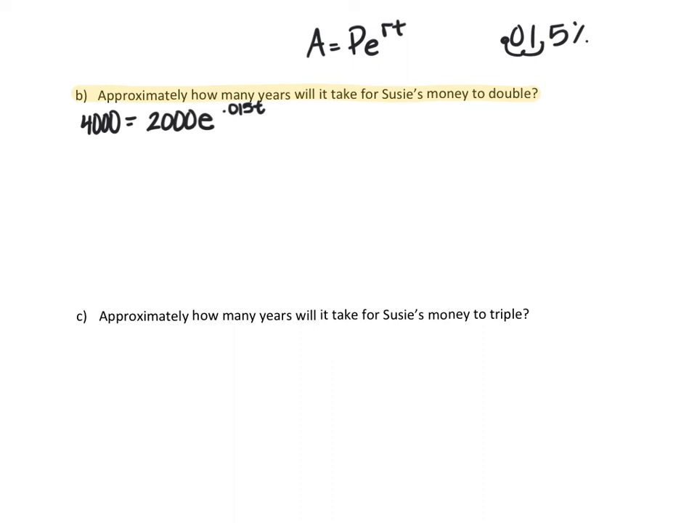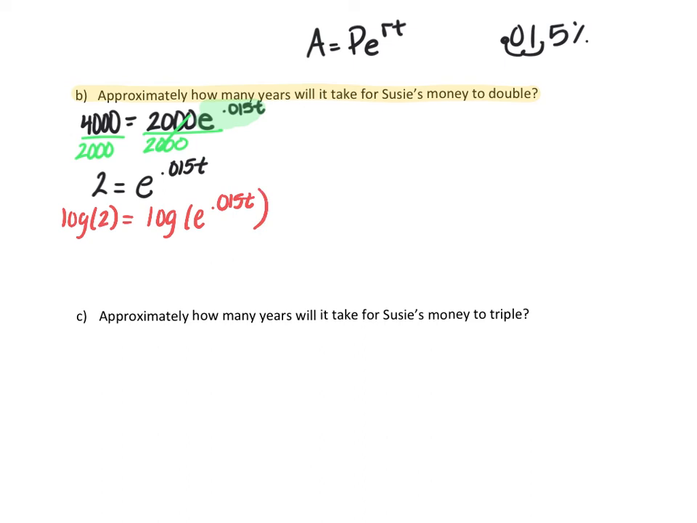So again, we're going to isolate the base. So the base here is this e, and we want to isolate it. So I'm going to divide by the 2,000. And 4,000 divided by 2,000 is nothing other than 2. So we've got 2 equals e to the 0.015t. And we're going to log both sides. So we're going to log the 2, and we're going to log the e to the 0.015t. And then we're going to take the exponent, drop it like a tot. So we have log of 2 equals 0.015t times log of e.